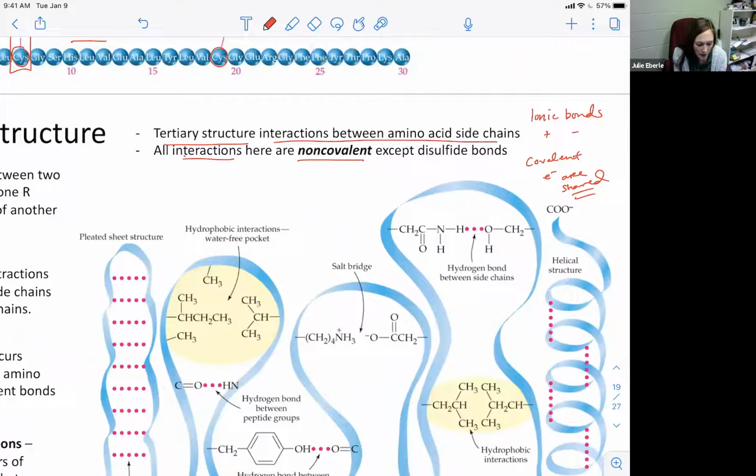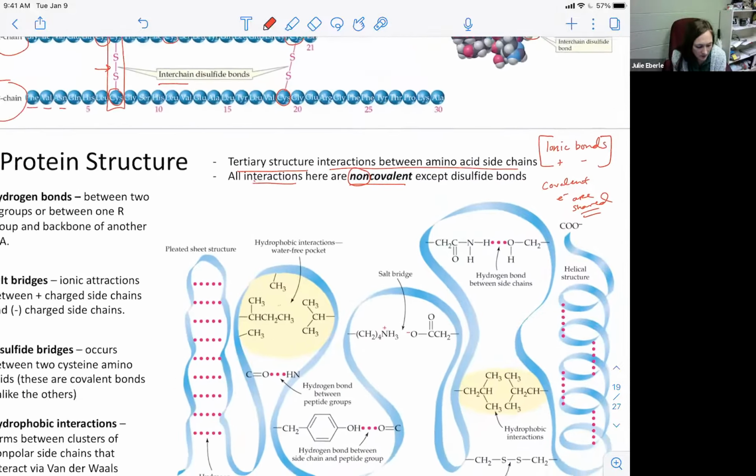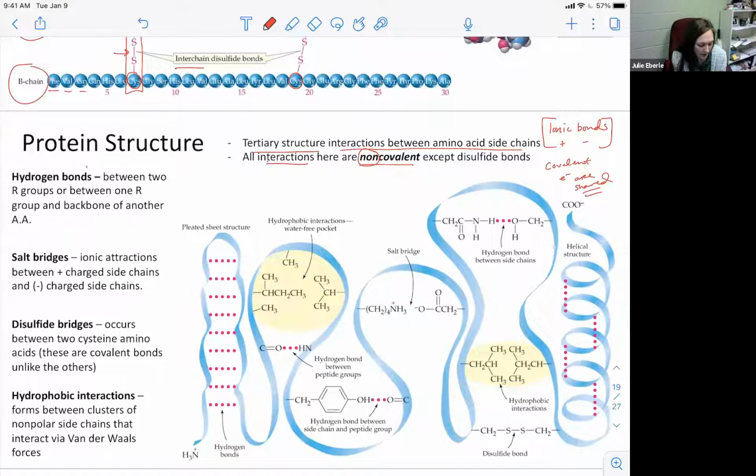Okay, so if these are not covalent bonds, these are non-covalent bonds, then the type of interactions between the side chains look a whole lot like ionic bonds. You're going to see partial positives, partial negatives, or full-on positive and negative charges, and that's going to attract side chains together. We know positive is attracted to negative. So one way you could have non-covalent interactions is hydrogen bonds between R groups, or between one R group, which is a side chain, and the backbone.